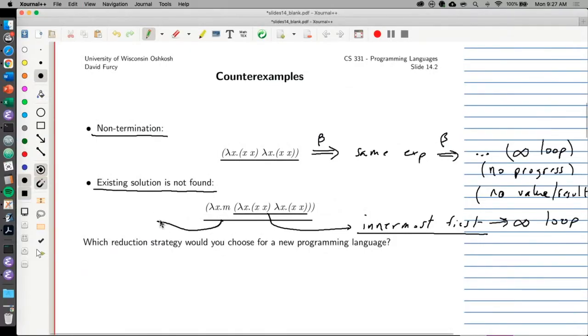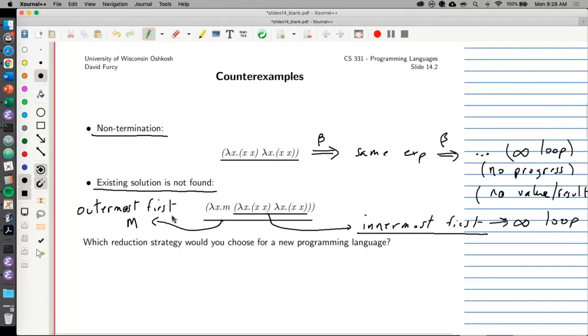So let's try the other strategy. The other strategy is you always pick the outermost first, the outermost redex. So what happens when you reduce this expression by considering the big one? What do we get? Anyone? Just returns M.